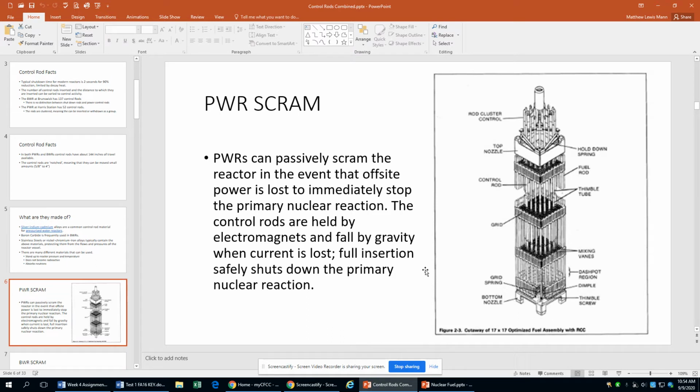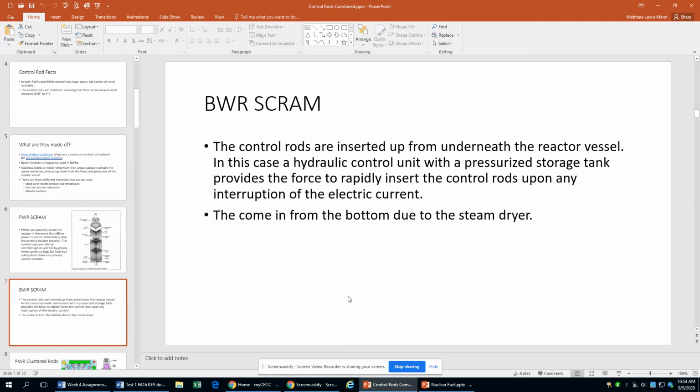So a PWR can passively scram, and we talked about this on the test there. If I turn the electricity off, those things are just going to fall into the reactor because we have gravity there. You're basically using a magnet to hold it up. So if that electricity is lost to the magnet, it's just going to fall down into the reactor vessel, and that's called passively scram.